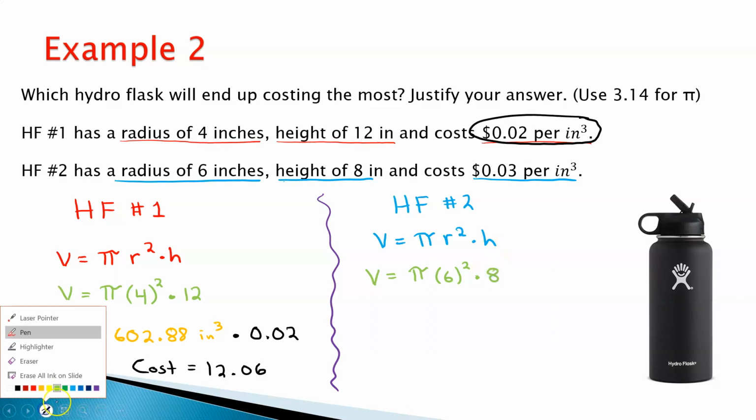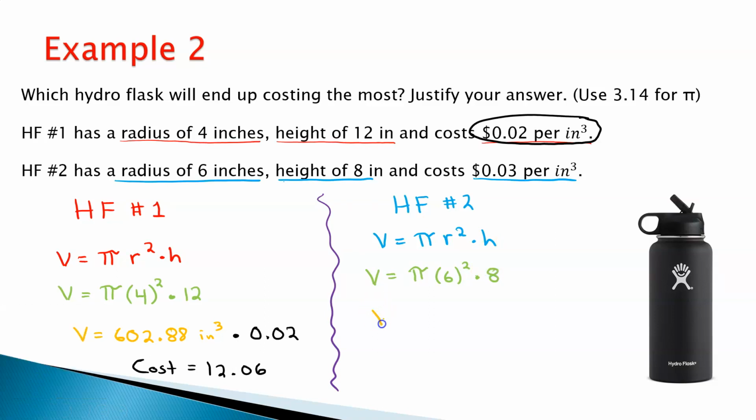I'm going to do all that work on the calculator and verbally explain what I'm doing, because I don't have enough space to show all of this work. So first, 6 to the second power, so 6 times 6, which is 36. I multiply that by my height, which is 8. I got 288, and then I multiply that by pi, 3.14, and I get a volume of 904.32 cubic inches. But again, that's just the volume of the hydro flask.